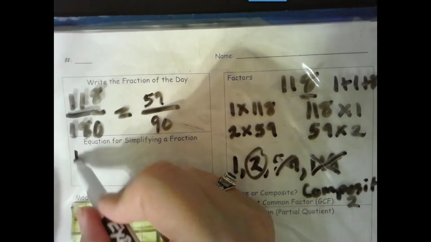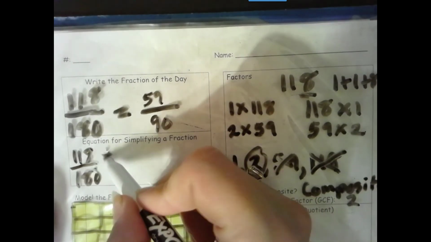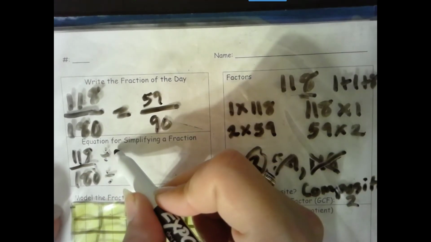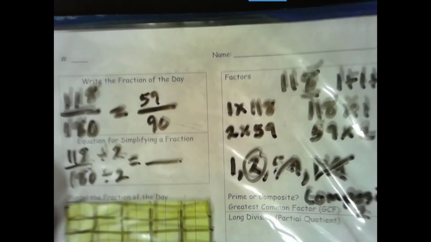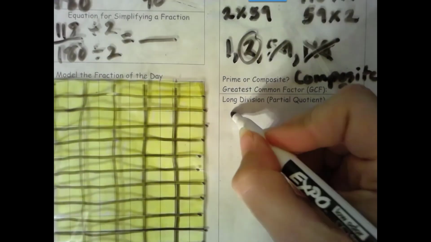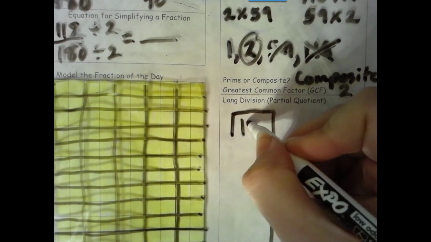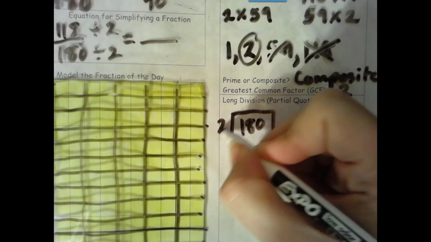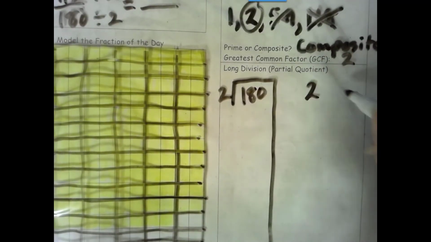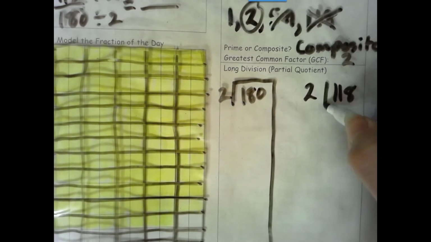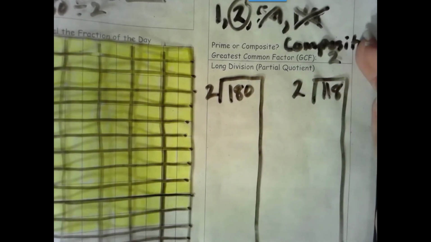Okay, I've done my division with my model. Now I need to do it in a different way. I'm going to use my algorithm. Algorithm just means a step-by-step process to solve the problem. I'm going to use my long division to help me out here. So I'm dividing 180 into groups of 2, or 2 equal groups. I'm dividing 118 into groups of 2, or 2 equal groups.